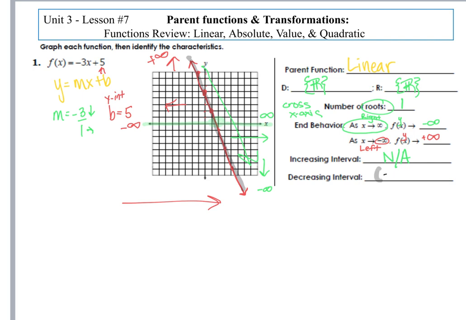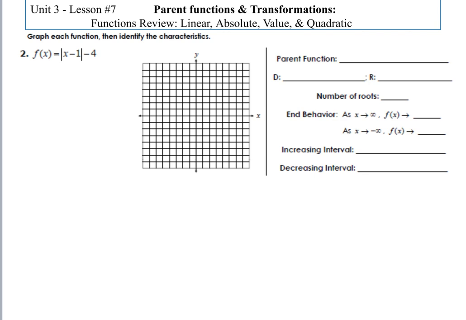From the left, we talk about x values from left to right. The furthest left we can get is negative infinity, the furthest right, positive infinity. So we're going to say from negative infinity to positive infinity, we are always decreasing. Okay, number 2, our function is f of x equals the absolute value of x minus 1 minus 4.